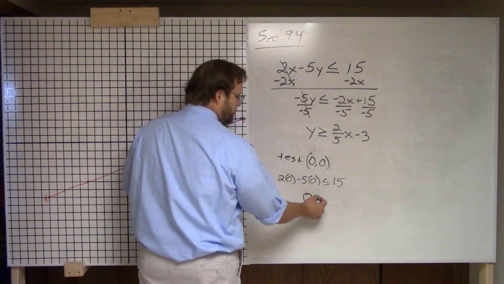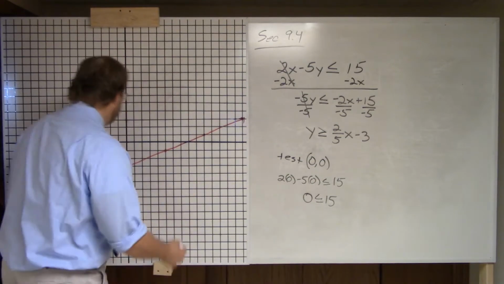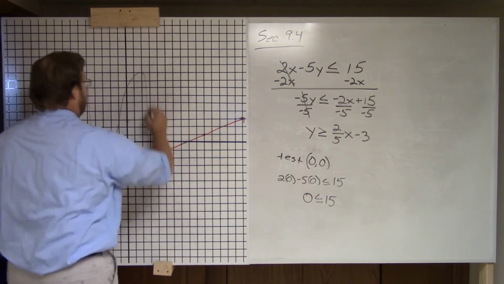I have 0 less than or equal to 15. That is true. Therefore, this point worked. Therefore, I am shading on this side of the line.